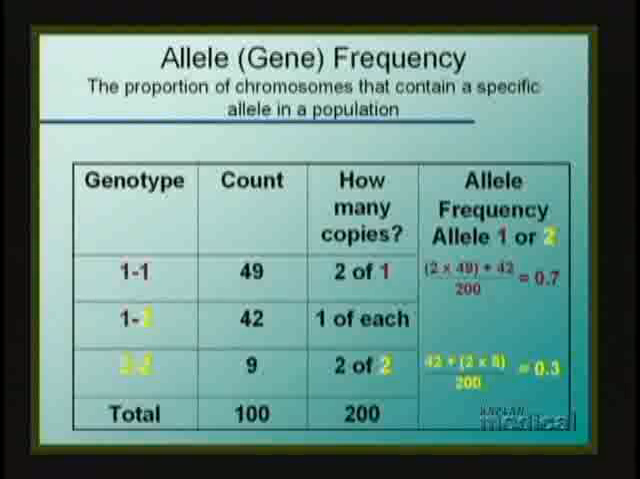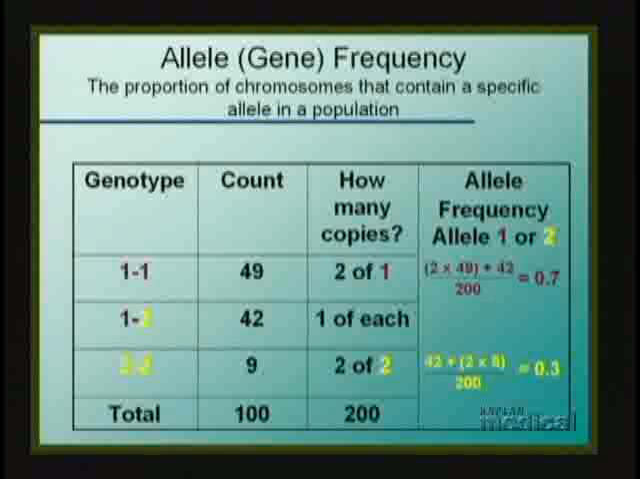So we add up all the copies of allele number 1 in this population and divide by 200, the total number of copies of this gene in the population, and when we grind through the math, we get 0.7 as the allele frequency for allele number 1. That means that of all the copies of this gene in this population, 70% of them, allele frequency 0.7, or 70% of those genes, are allele number 1.